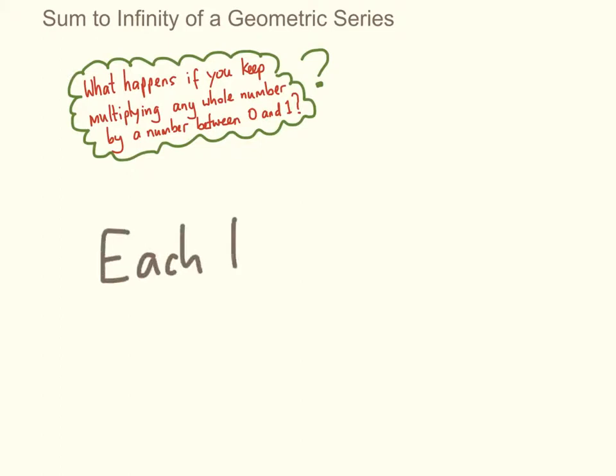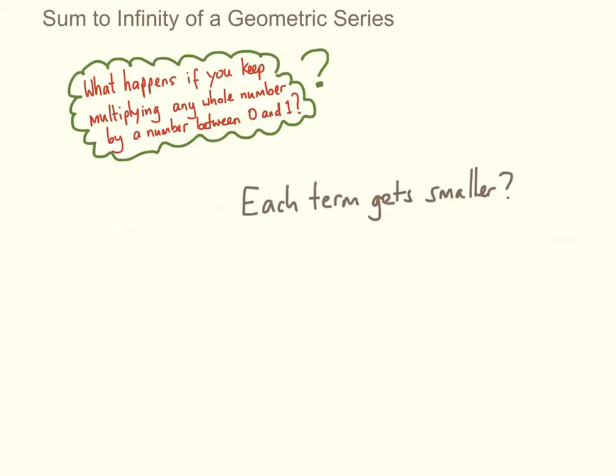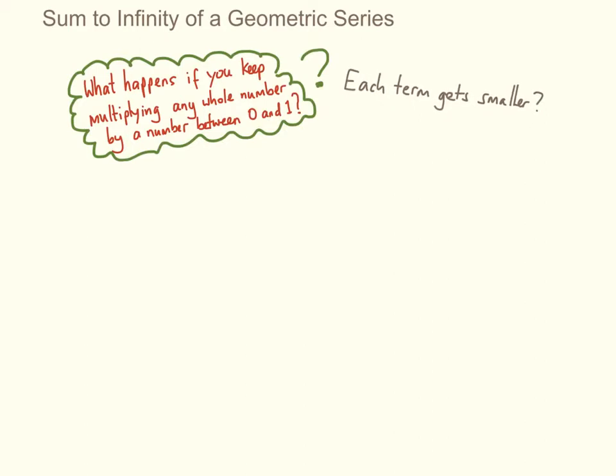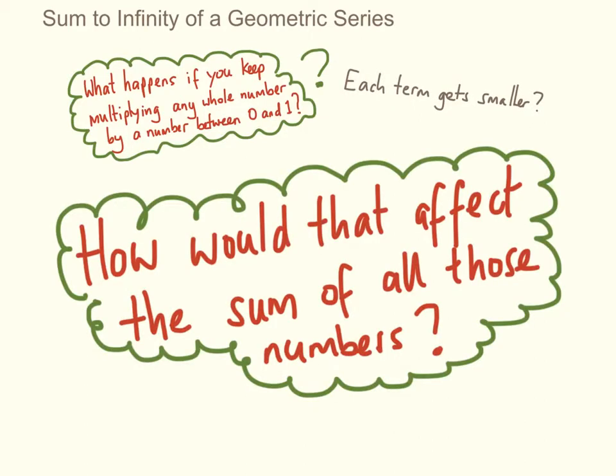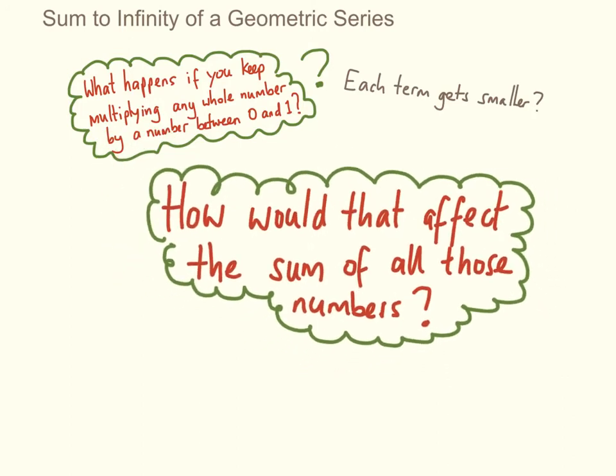You would have first done that at Key Stage 3 in Year 9. What you should remember is each term is going to get smaller and smaller and smaller. So just try and recalculate it. Try, I don't know, 2 multiplied by 0.4, 0.4, 0.4 and so on. So how would that affect the sum of all of those numbers?